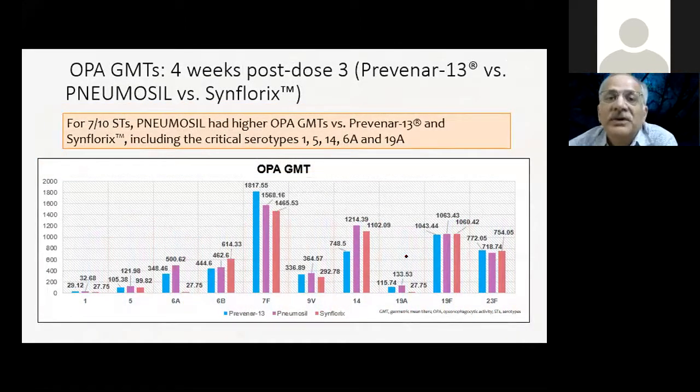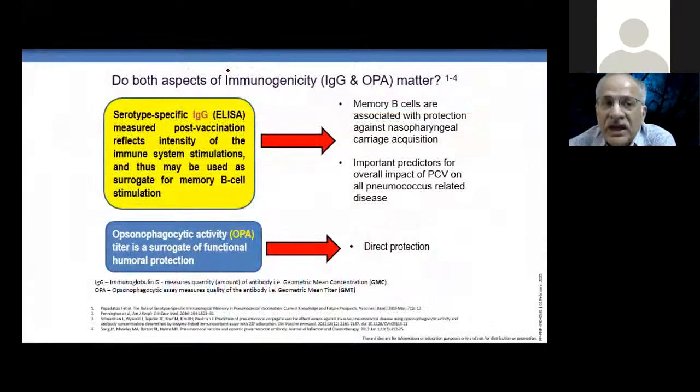What about OPA GMTs after the third dose? Again, you can see the colors, they're almost the same, except for serotype 14, where the Prevnar was a little less. In 7F, the Prevnar was more, but more or less, they are exactly the same, 4 weeks post dose 3. So this is a comparison of the old 3. What I meant was, when you see the phase 3 study, they are more or less the same, but don't go by the phase 2 study comparison. Another aspect which will be discussed is IgG ELISA as well as the OPA titers. They would tell you that IgG is very important because it gives you memory cells, an important predictor of the overall protection.